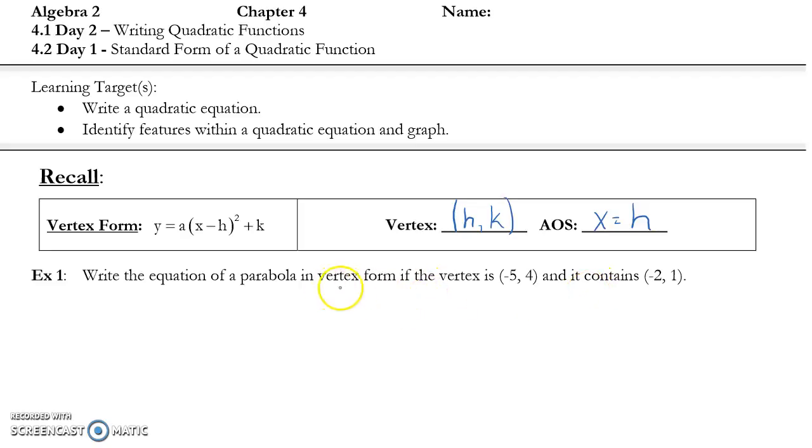In this first example, we're given that the vertex is at (-5, 4), which tells me that h is -5 and k is +4. The nice thing is I'm also given a new point, where x is -2 and y is +1. Why that matters is because in my vertex form, y equals a times (x minus h) squared plus k, the only thing they have not given me is a. So as long as I have these four things, I can start substituting in, which we are about to do.